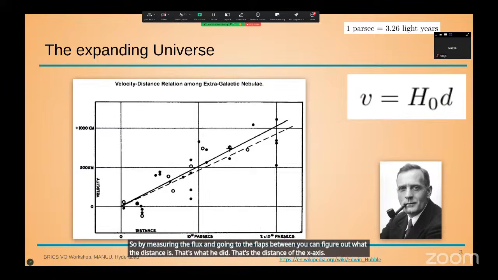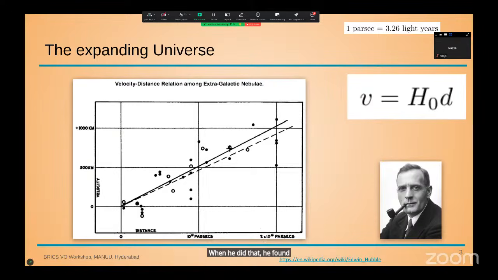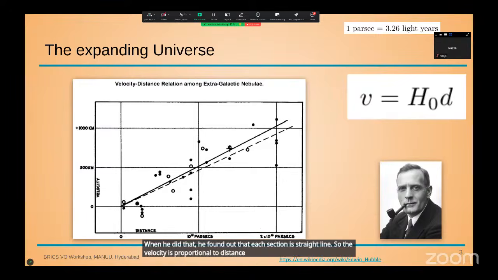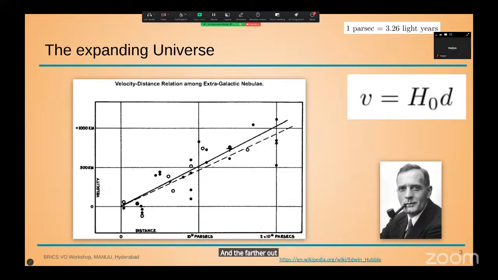On the y-axis is the measured velocity. And when he did that, he found out that it's actually a straight line. So the velocity is proportional to distance in a positive way. Things are going further and further away. Okay? And the farther out they are, the faster they are.